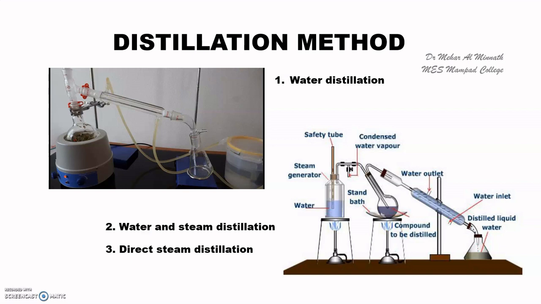This method, that is direct steam distillation, is the most acceptable distillation method. The disadvantage of steam distillation is only that we need to maintain an external boiler, a steam generator. The rest of the apparatus remains similar to the simple distillation method. So these are the three types of hydro distillation.